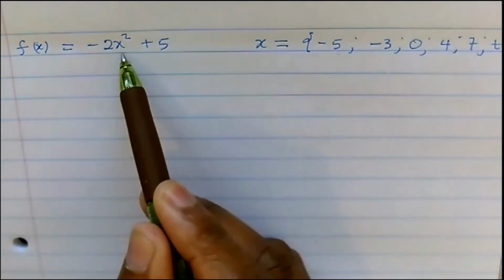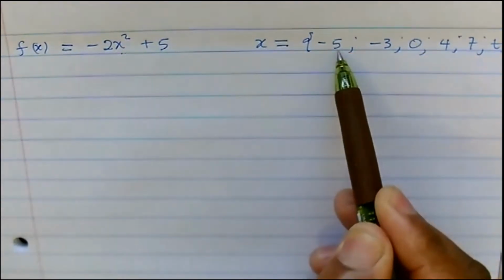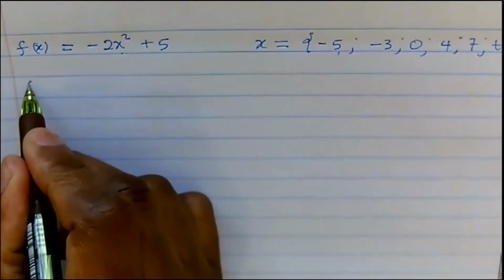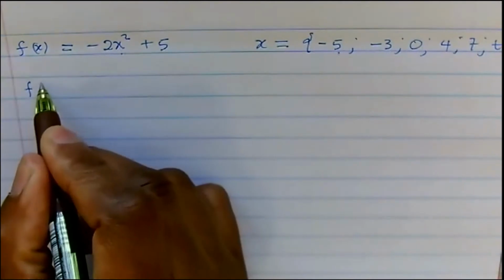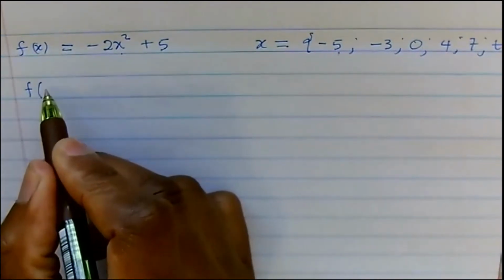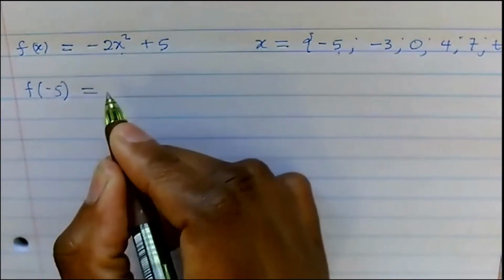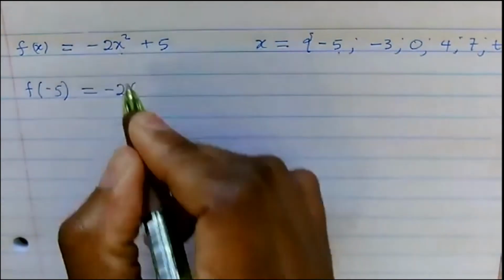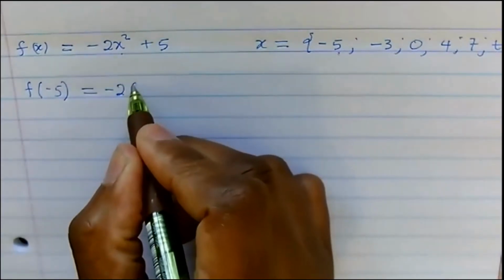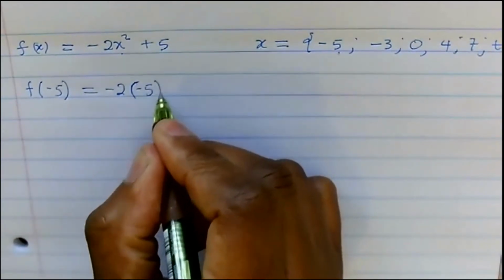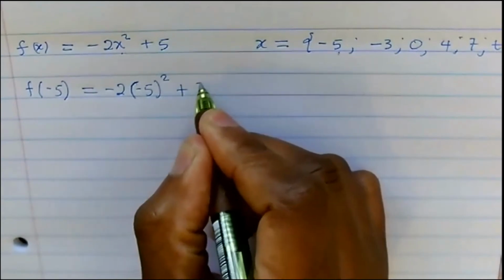Wherever there's an x in our function, we substitute that, and that will give us the corresponding y value when x is equal to -5. So let's get started. The first thing we have to determine is f at -5. So what are we going to do? Wherever there's an x in our formula, we substitute -5. So we say -2 times -5 squared plus 5.